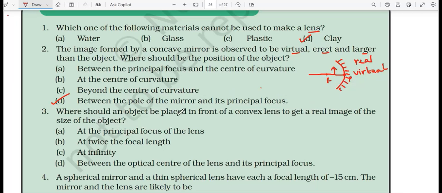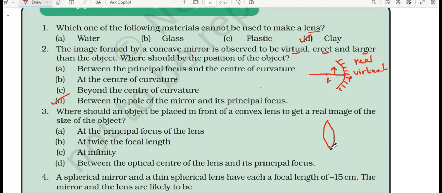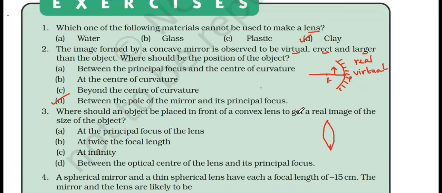Okay, now let us come to question number 3. Where should an object be placed in front of a convex lens? Now, what is a convex lens? How does a convex lens look like? This is a convex lens. Now we have to get a real image of the size of the object. So we have seen at different positions when we place an object, what happens to the size of the image, right? We have already studied that.